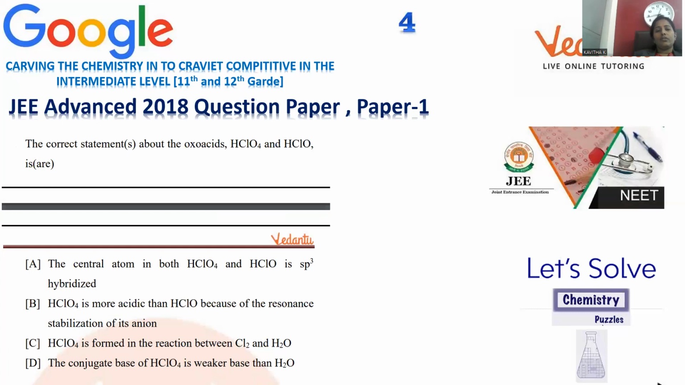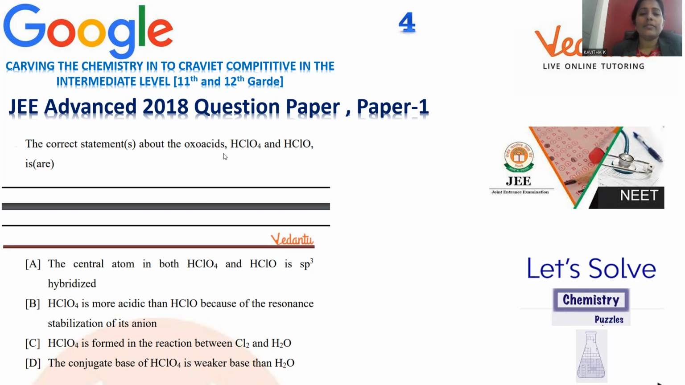Move on to question number 4, and again it is collected from JEE Advanced 2018 question paper. The correct statements about the oxo acids of chlorine, HClO4 and HClO. HClO4 is an oxo acid of chlorine, and HClO is also an oxo acid of chlorine. This is an inorganic chemistry question, specifically on groups. Chlorine is the element of the 17th group, the halogen family.